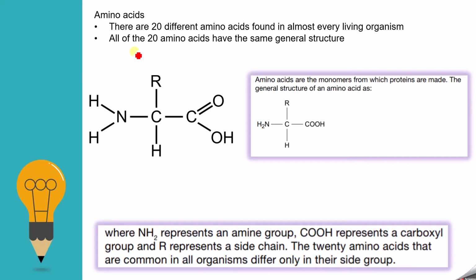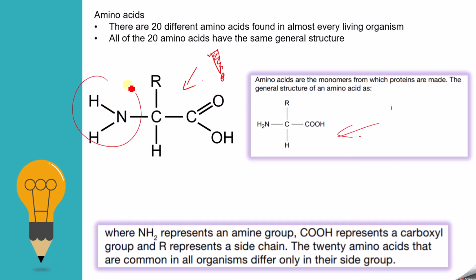So here is what an amino acid looks like, and yes, you do need to know what an amino acid looks like, and you need to be able to draw this in the exam, and it's also mentioned on the spec. So there are 20 different amino acids found in almost every living organism. Well, for us A-level students, GCSEs, etc., you've just got to know that there are 20, but there are obviously more than 20, but for now stick to 20. So all of these 20 different amino acids have the same general structure.